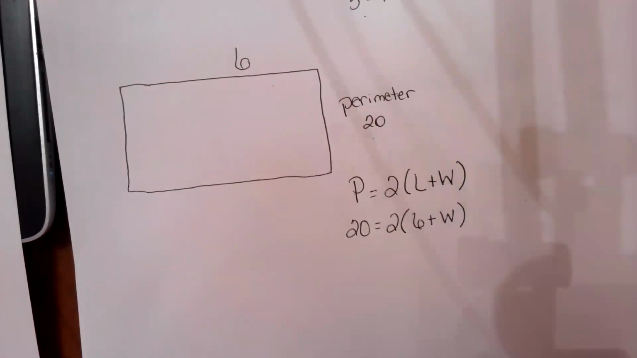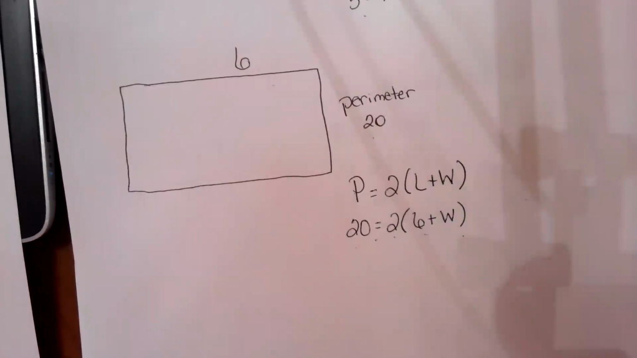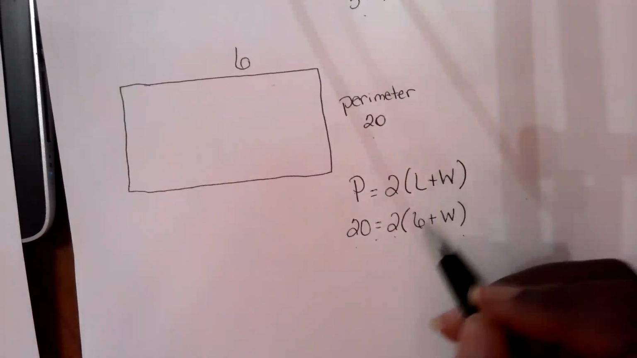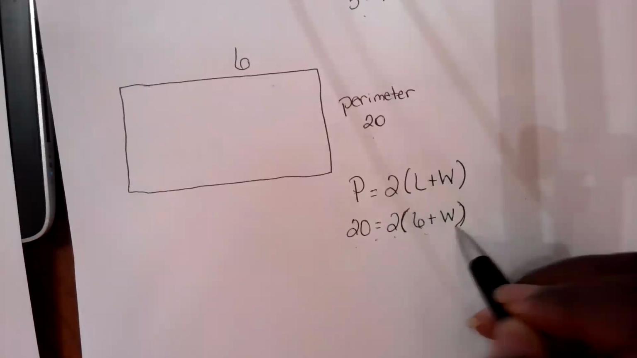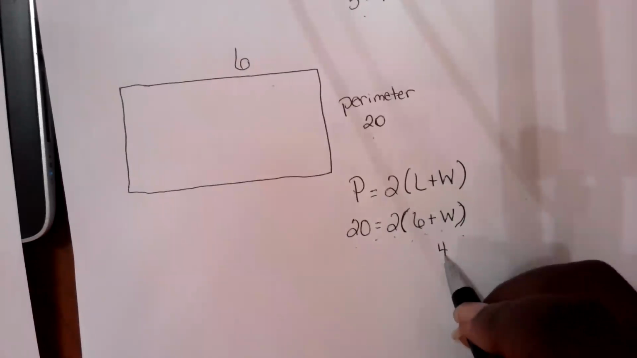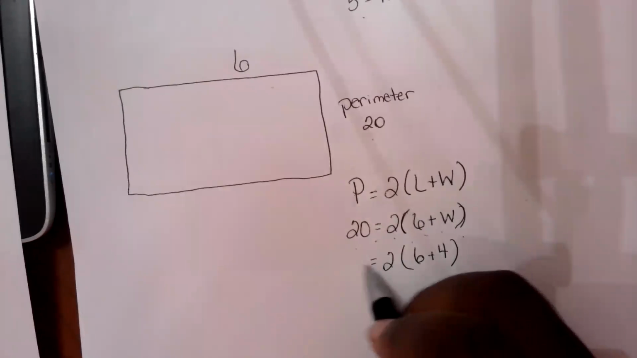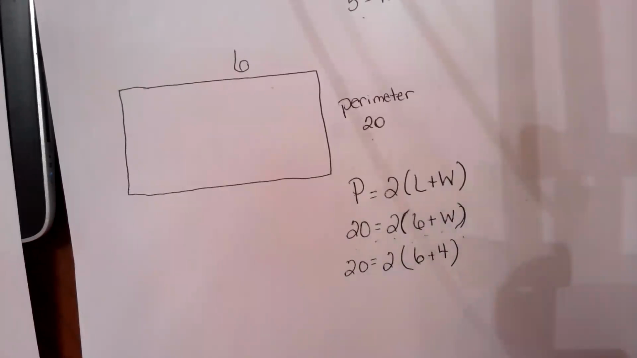So again, there's 2 ways I can do this. I can say 20 equals 2 times what? 2 times what would give me 20? 2 times 10. Okay? So that means what's in my parentheses has to equal 10. And 6 plus what will give me 10? And that'll be 4. Or again, I can do the inverse.